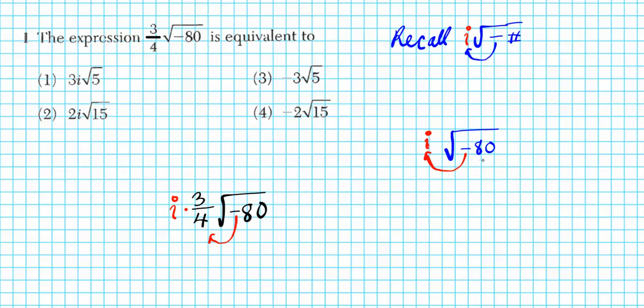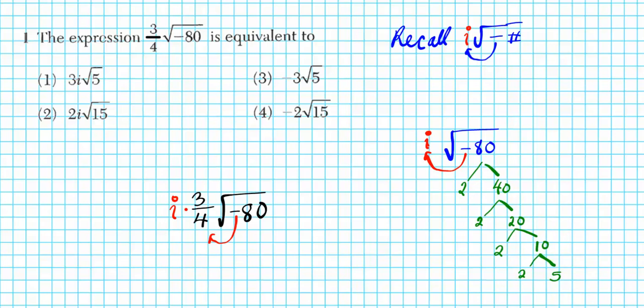Let's think about this. What's a prime number that goes into 80? Since it ends in 0, that's an even number. So 2 goes into every even number, so we can take out 2. And then we're left with 40. This is still even, take out 2. Left with 20. This is still even, take out another 2. Left with 10, this is still even, take out another 2, and you're left with 5.